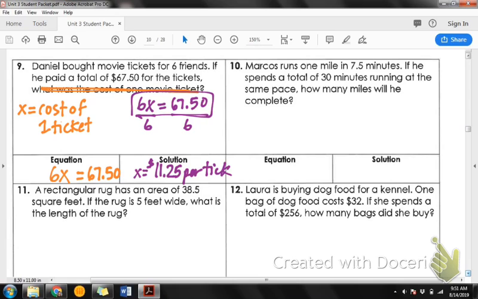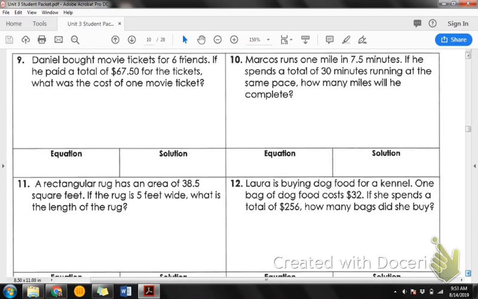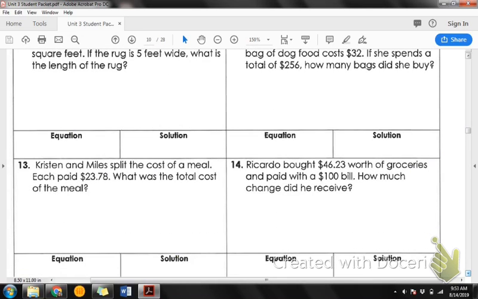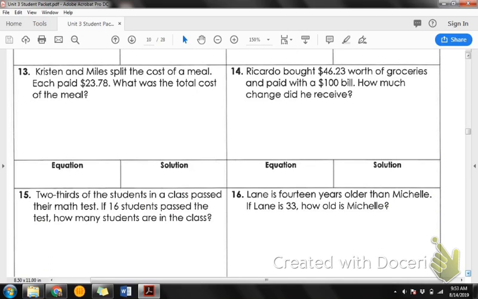Okay, let's do one more and then we'll have some work time. Which one do we want to do on this page? One more. Let's see. Number 14. Ricardo bought $46.23 worth of groceries and paid with a $100 bill. How much change did he receive? So on this one, think about what you automatically want to do in your brain, and then think about what the step has to be right before that in order to do what you want to do in your brain.